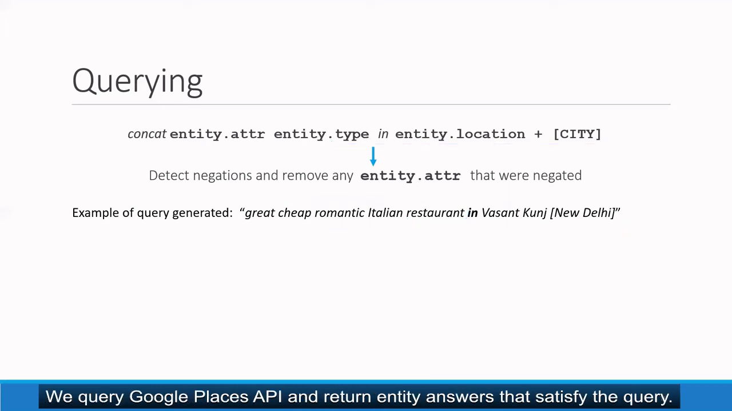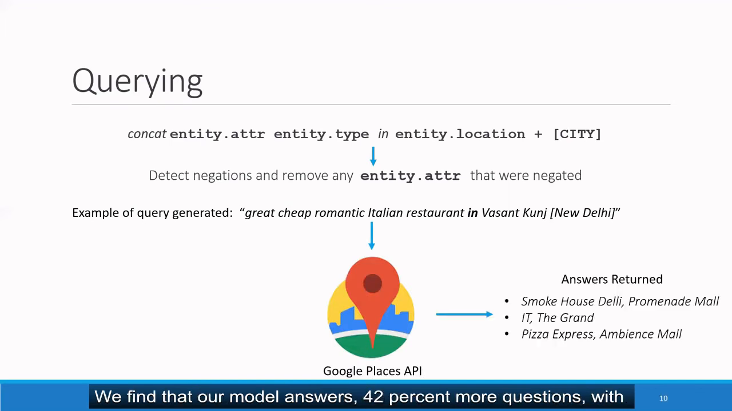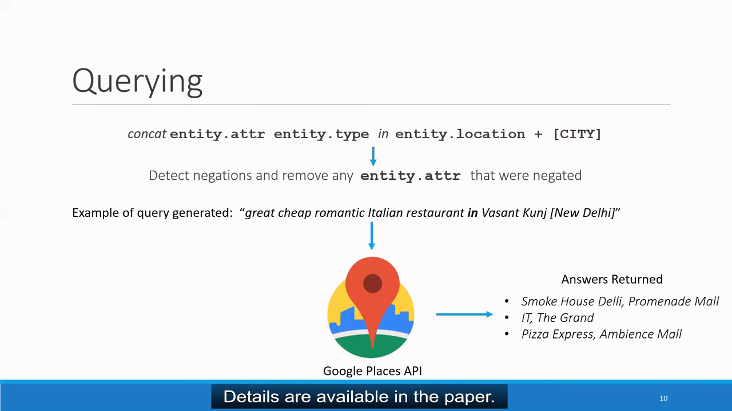We query Google Places API and return entity answers that satisfy this query. We find that our model answers 42% more questions with 56% more recall as compared to some baselines we implemented. Details are available in the paper.